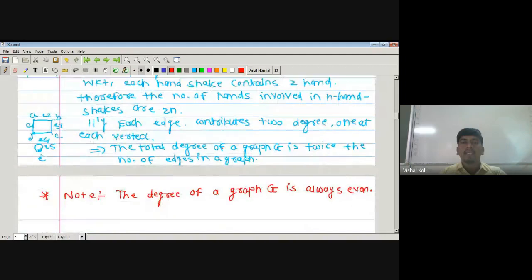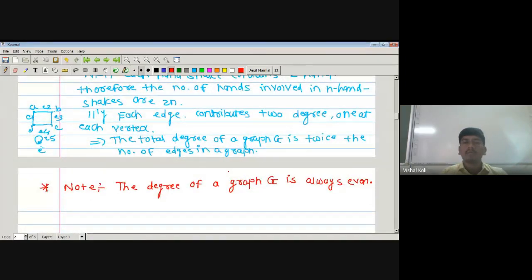As the degree is always a multiple of 2, it must be an even number. Any number is said to be an even number if it is divisible by 2. As the degree of any graph is a multiple of 2, it must be divisible by 2. Therefore, the degree of any graph is always even.